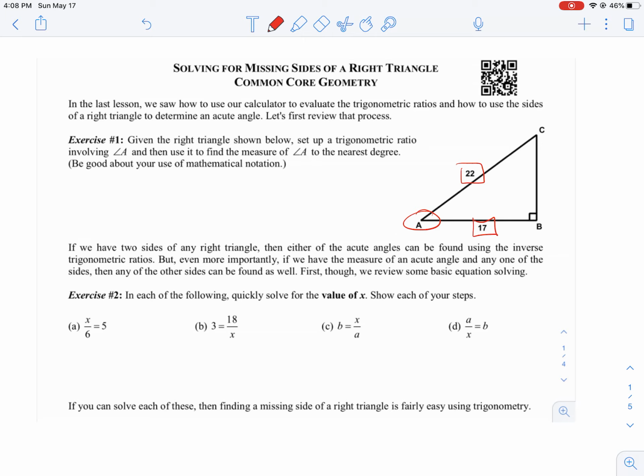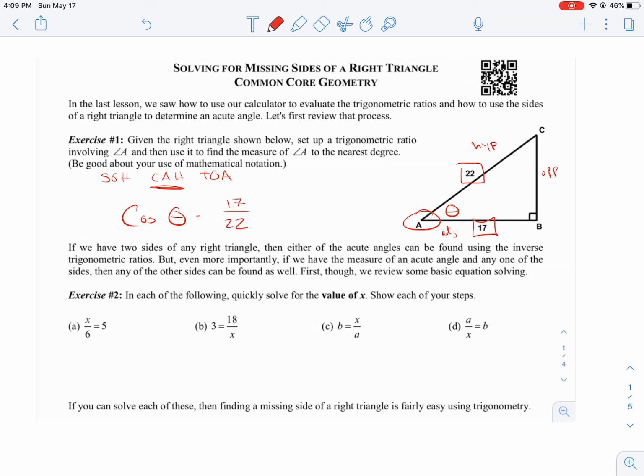All right, so here's theta. Here's SOHCAHTOA. Let me label my sides: hypotenuse, opposite, adjacent. We're looking to see which trigonometric ratio involves our hypotenuse and our adjacent side, and that would be cosine. So the cosine of theta is equal to 17 over 22.